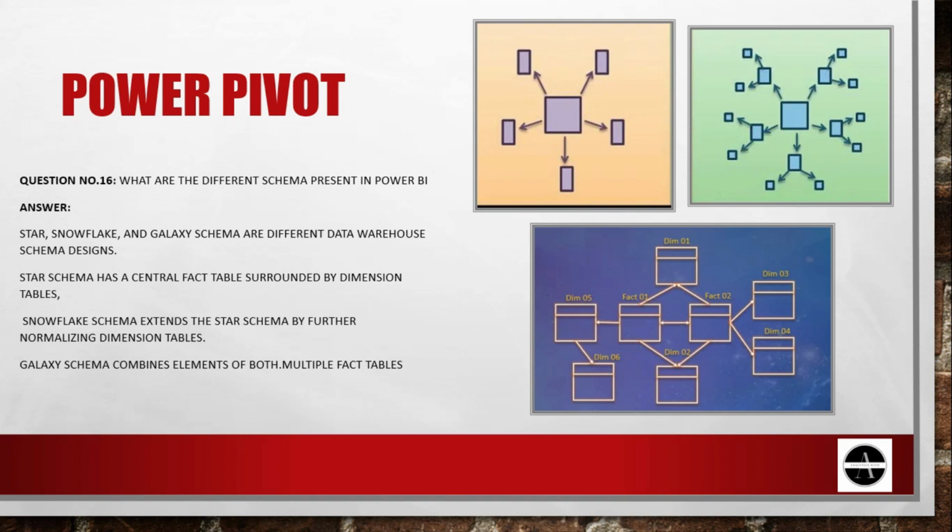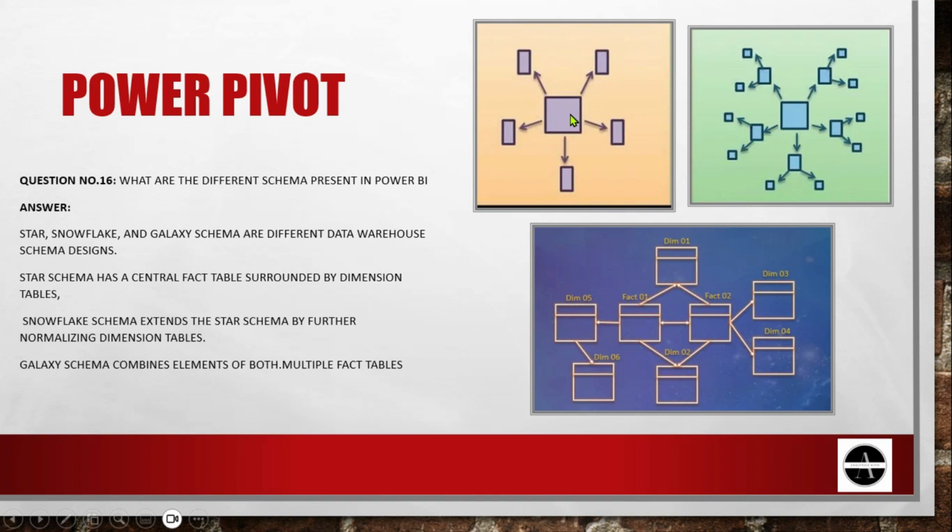The first is a star schema, which has a central fact table surrounded by the dimension tables. So here in the first picture you can see in the center we have a fact table, and it is surrounded by the dimension tables in the form of a star. That's why it is called a star schema.